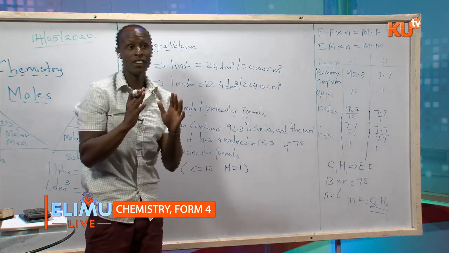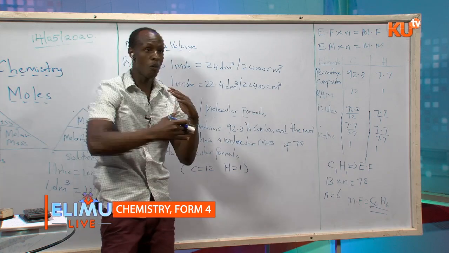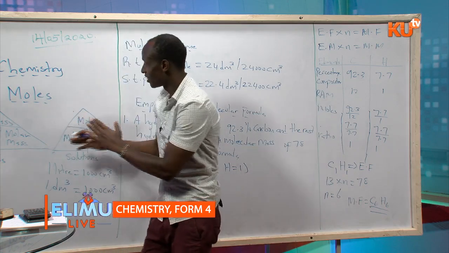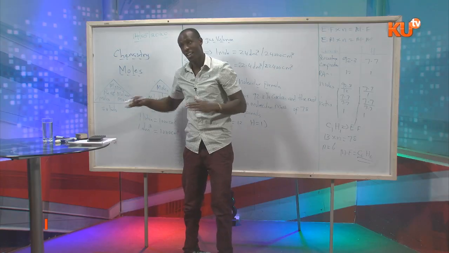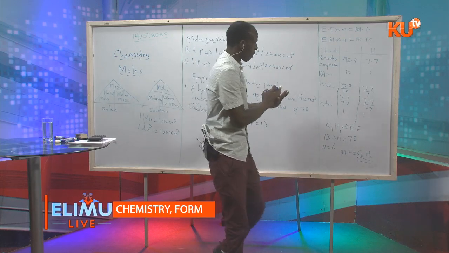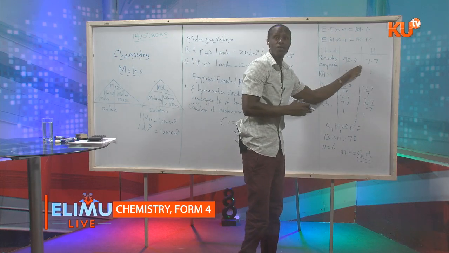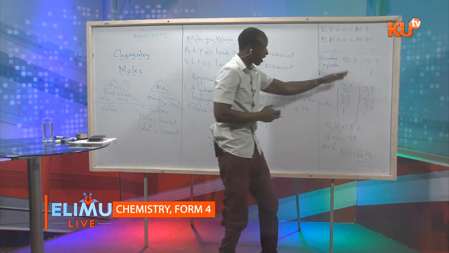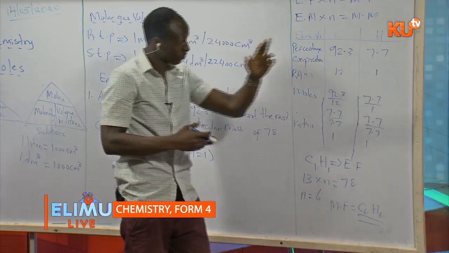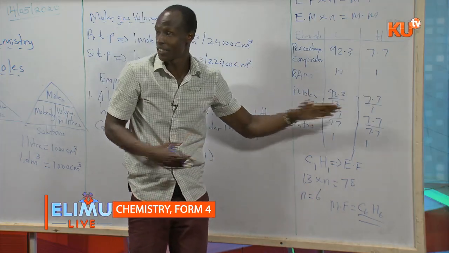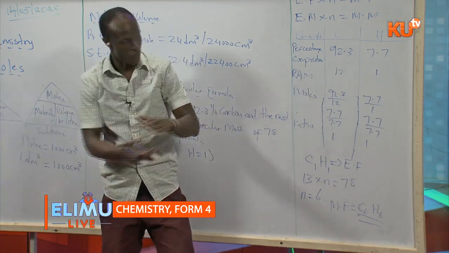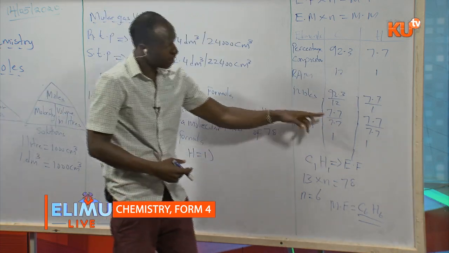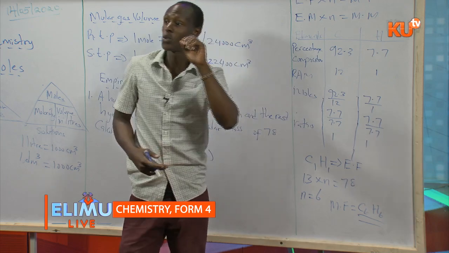C6H6. It's very simple. It might look like it's a long process, but if you understand the formula here, it makes it simple. Percentage composition you are given in your question. RAM you are given in your question. Moles is what you need to calculate, and moles is mass over molar mass.